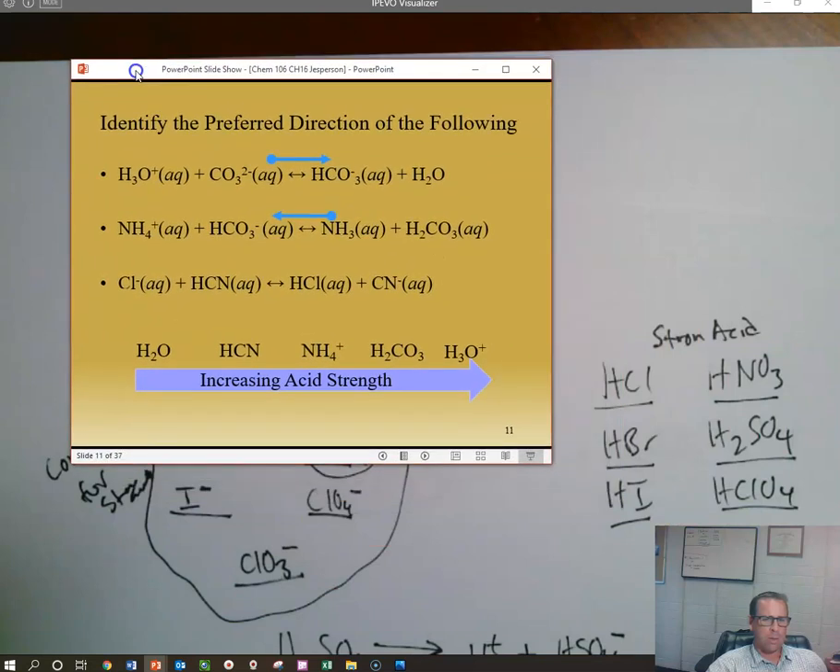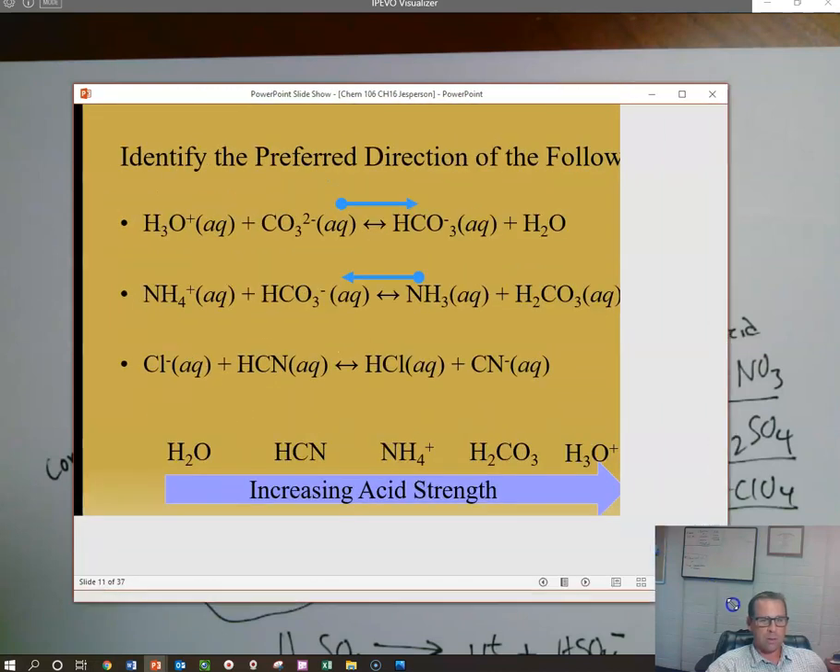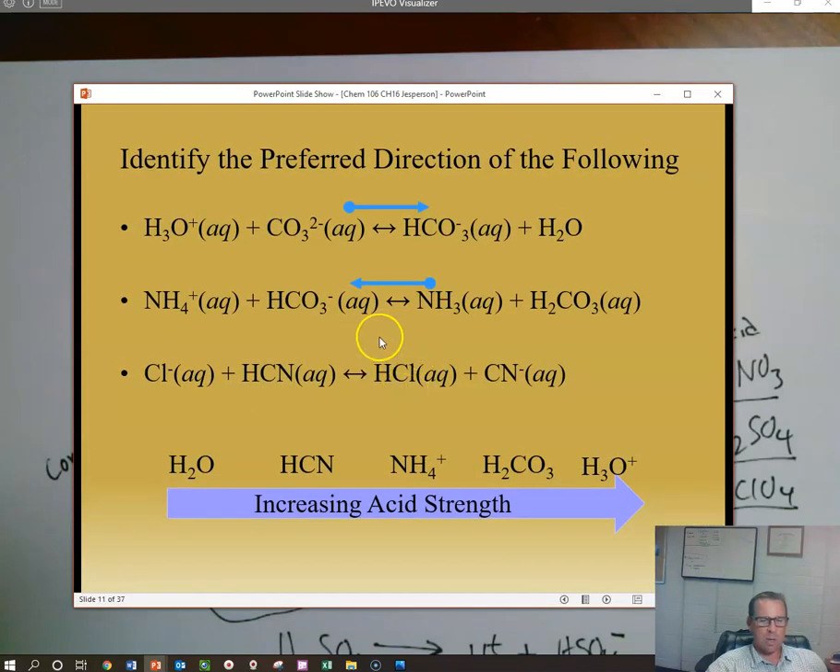It's one of the strong acids. It is one of the strong acids, and HCN is not. So I'm going to say HCl, actually. Yeah, the HCl is the stronger acid.